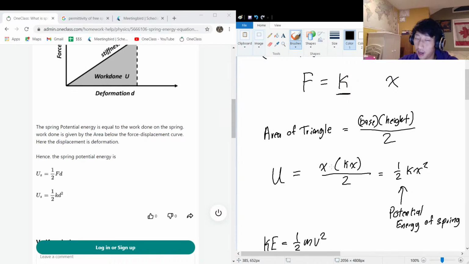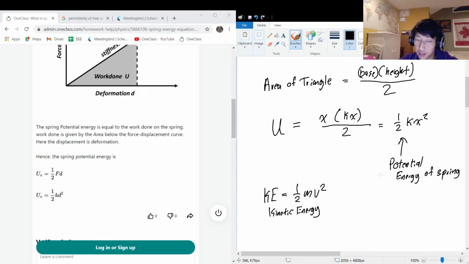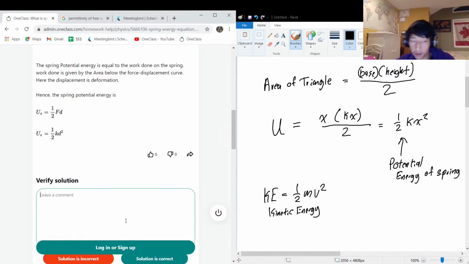So this is the equation of potential spring energy, or potential energy inside a spring. Sometimes people use D instead of X. That is perfectly valid as long as you recognize that it represents the value of how much that spring is compressed or not. And yeah, it's really a beautiful thing. So the above solution is good.